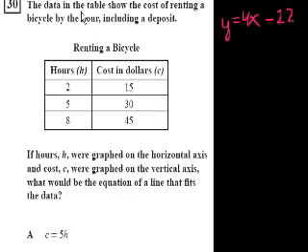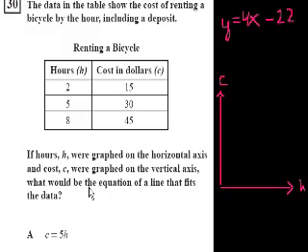Problem 30. The data in the table show the cost of renting a bicycle by the hour, including a deposit. If hours h were graphed on the horizontal axis, let me see if I can draw that. So on the horizontal axis, I have hours h. And cost were graphed on the vertical axis. Let me draw the vertical axis. So cost is on the vertical axis. What would be the equation of the line that fits the data? They just want to know cost as a function of hours.